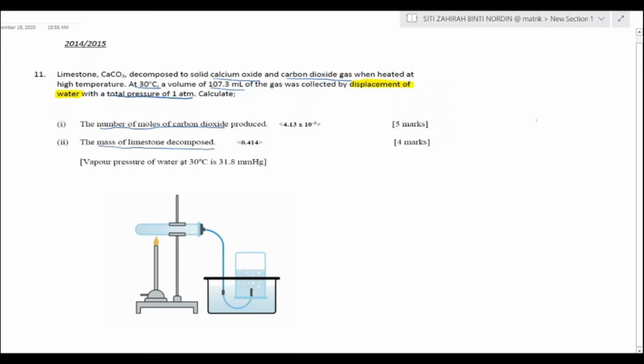So this is our figure or picture for the displacement of water process. So imagine that we've got limestone CaCO3 here. So the CaCO3 will decompose to form a product of calcium oxide plus carbon dioxide. So these green dots represent the carbon dioxide gas being released into the vessel, into the water in here, and then into the trapped air.